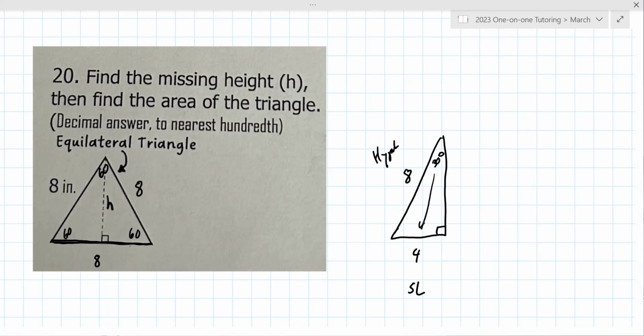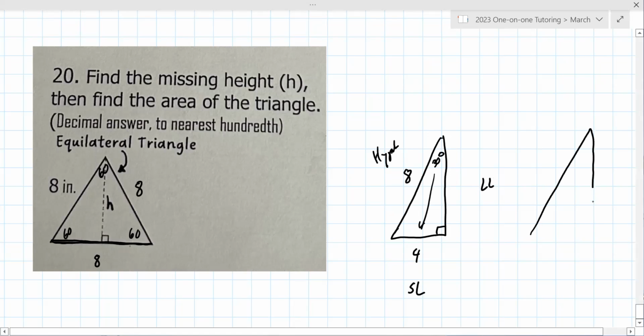What would the long leg be in this one? The hypotenuse is 8. Oh, the hypotenuse is 8, okay. So that'd be 4 radical 3. Yes, very good.